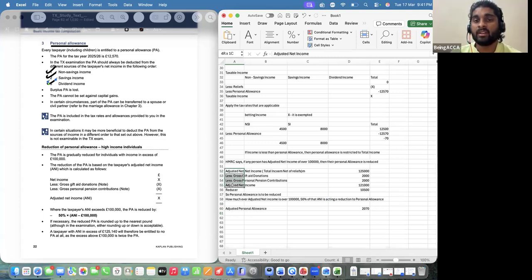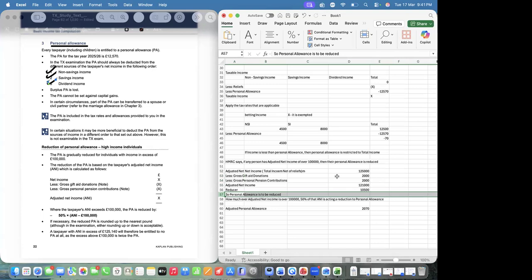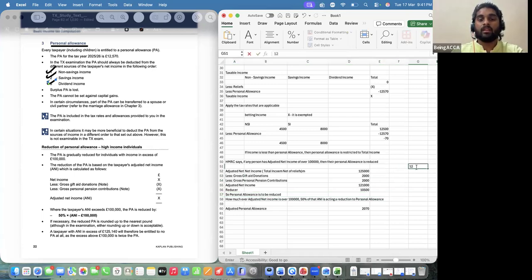Also, one more important thing to remember: this adjusted net income that we are calculating is only for identifying the personal allowance. When your net income is 125,000, from that we will deduct the personal allowance of 2,070 to get our taxable income. Adjusted net income is nowhere related to our taxable income.